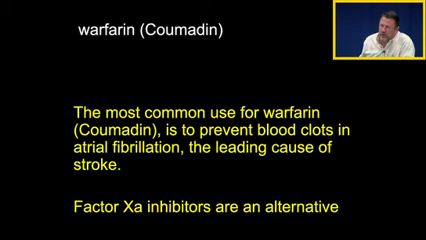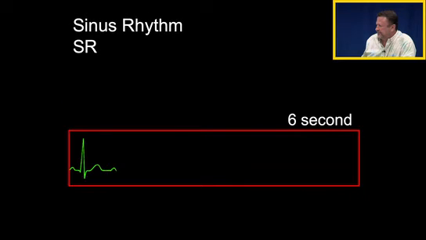When they came out with Lovenox, I was like, oh, this is going to replace heparin. We're never going to use heparin again. Well, we use heparin all the time. When the factor Xa inhibitors came out, they're like, oh, we're never going to use Coumadin again. And that's not true either. Right? But the factor Xa inhibitors are an alternative to warfarin, Coumadin, and they don't require blood monitoring.